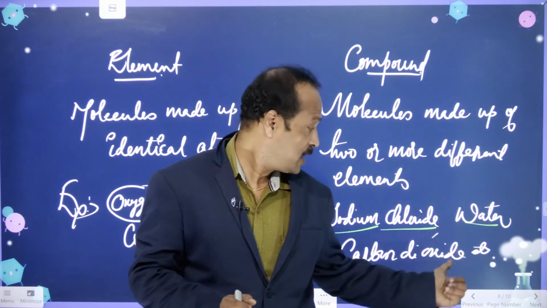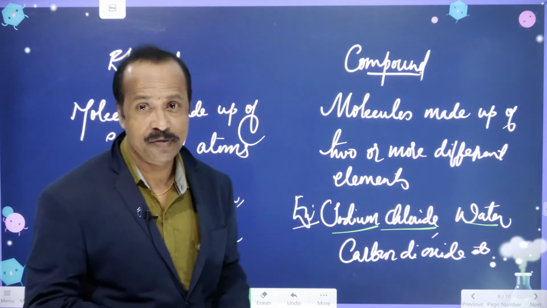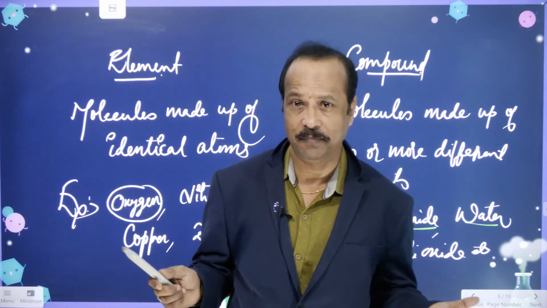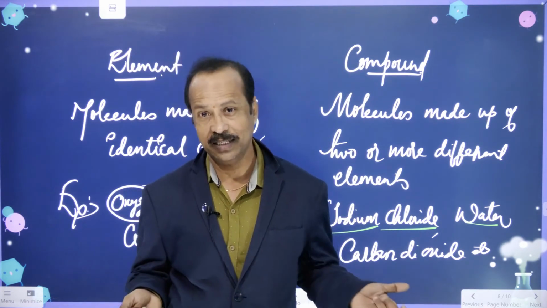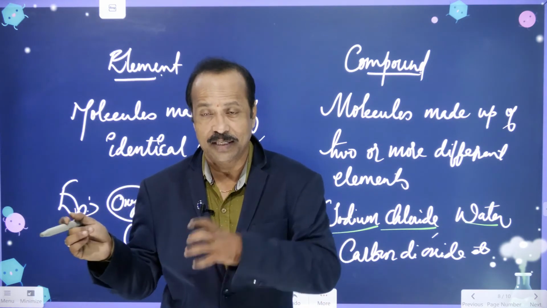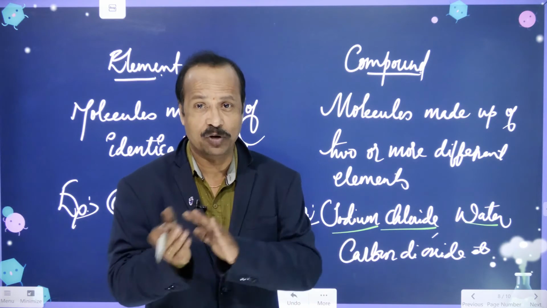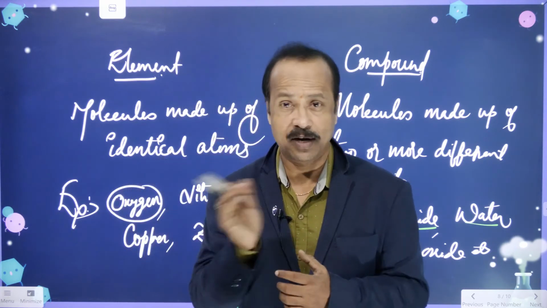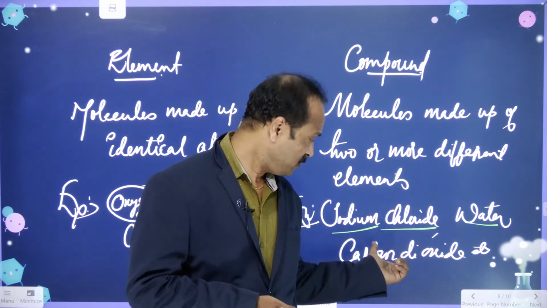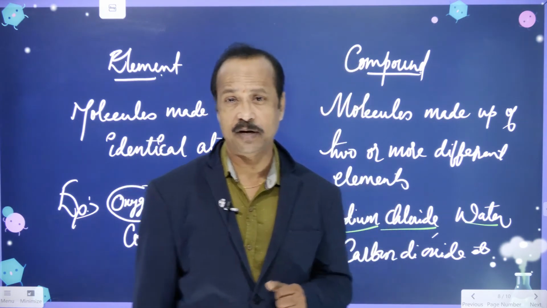So this is a compound. And the carbon dioxide formula you also know, I think. What is the carbon dioxide formula? Good, CO2. Carbon is one, which is a solid, and oxygen is a gas. One carbon combines with two oxygen atoms to form carbon dioxide. Here also it is made up of two or more different elements, carbon and oxygen. So this is called carbon dioxide. Clear? These come under the compounds.